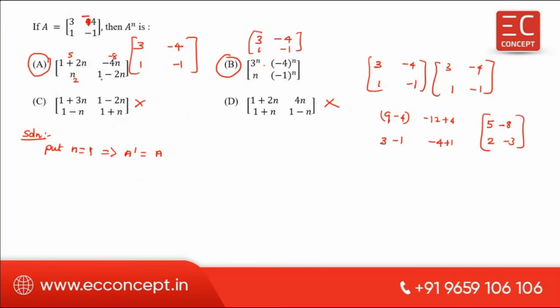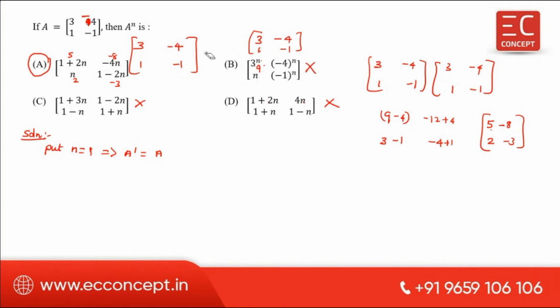N equal to 2. If you substitute 2 here, you will get minus 3, and here also minus 3. But in this other option, if you substitute 3 power 2, that means 9. Here we have 5, therefore this option is not correct. Therefore option A is correct.